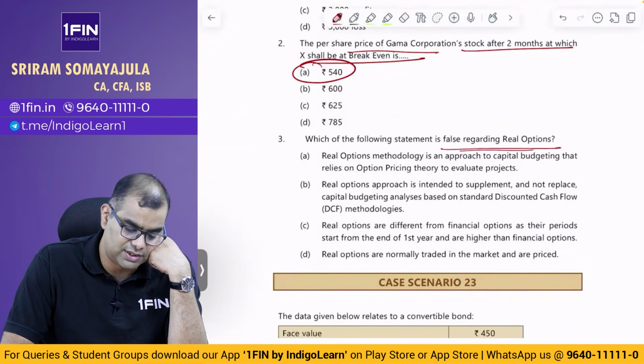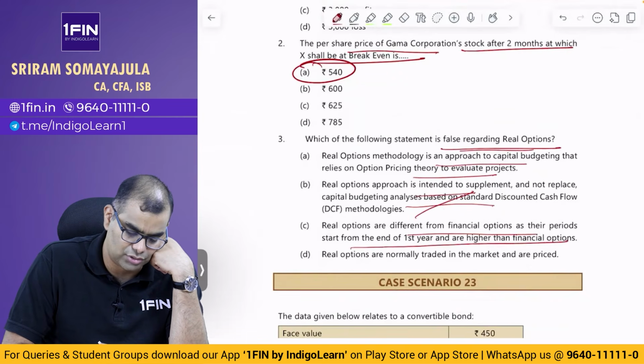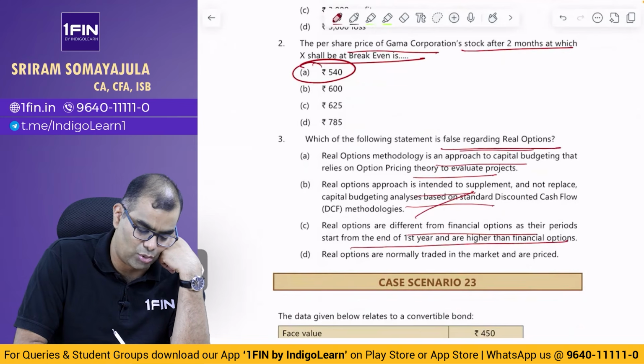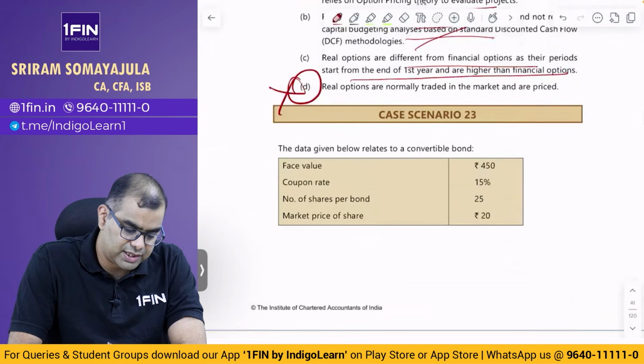So the following statement is false regarding real options. Is an approach to capital budgeting that relies on option pricing to evaluate. Yes, this is true. It is intended to supplement, not replace, capital budgeting on discounted cash flow methodology. True. They are different from financial options as their periods start from the end of the first year and are higher than financial options. Usually true. They are normally traded. No, they are not traded. Option D is false.